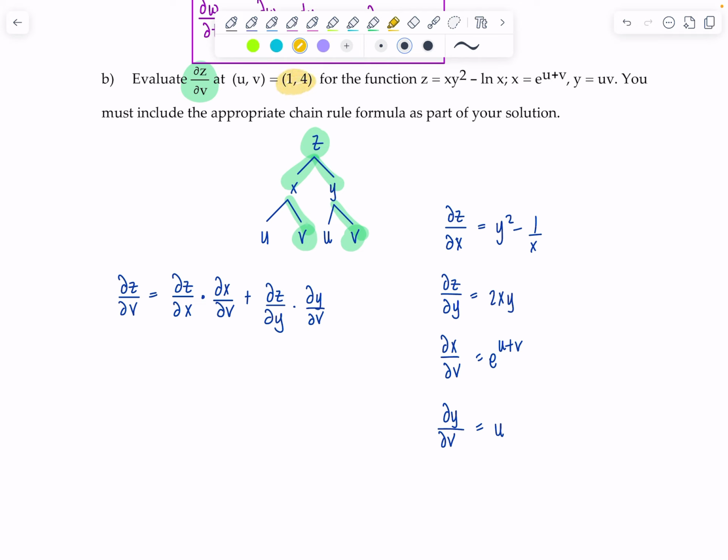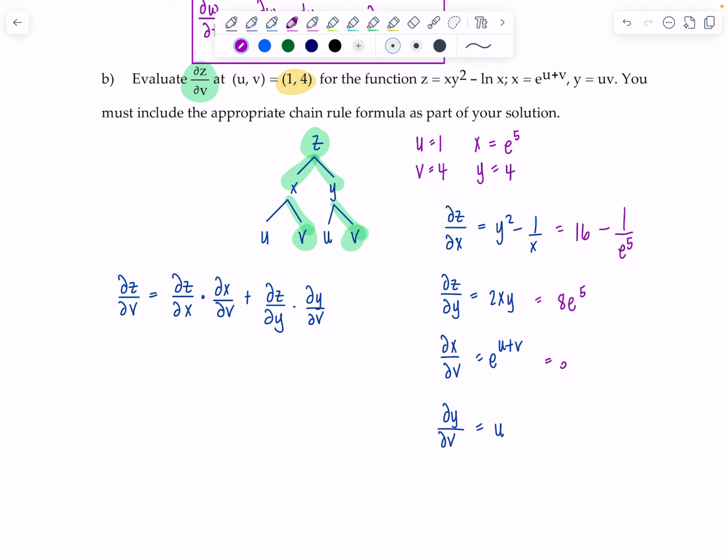So u and v are 1 and 4. So if u is 1 and v is 4, that means x is e to the 5th and y equals 4. Okay. So then this would become 16 minus 1 over e to the 5th. This would be 2 e to the 5th times 4, so 8 e to the 5th. This would be e to the 5th, and this is just 1.